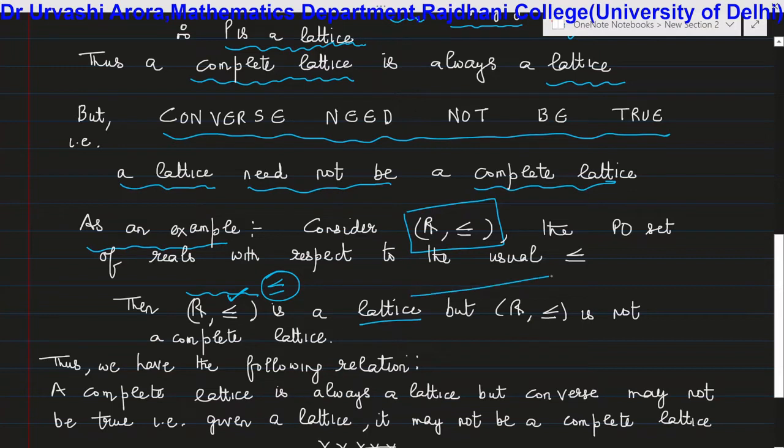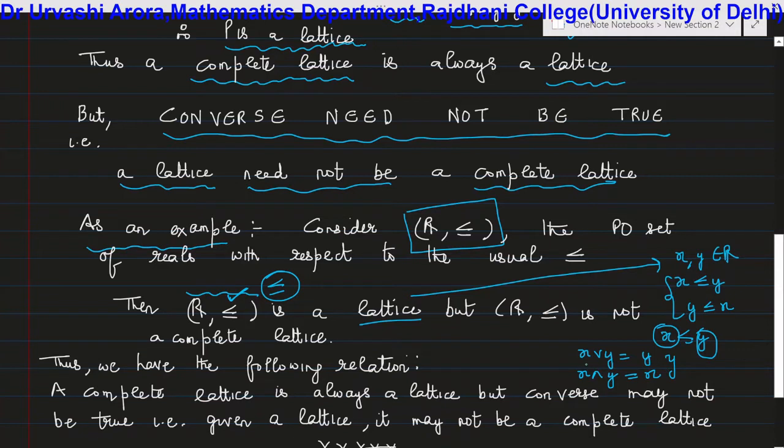Because the argument we can give is that if you choose any x and y belonging to the poset R, then either x will be less than or equal to y or y will be less than or equal to x. One of these two has to happen. If x is less than or equal to y, in that case the join of x and y will be the element which is greater, which means y, and the meet of x and y will be the real number which is smaller, which is x.